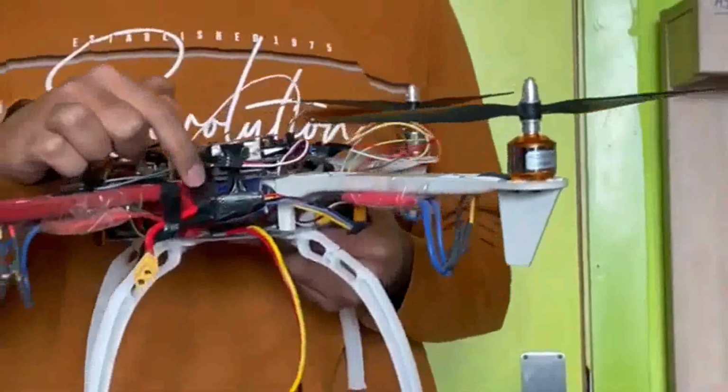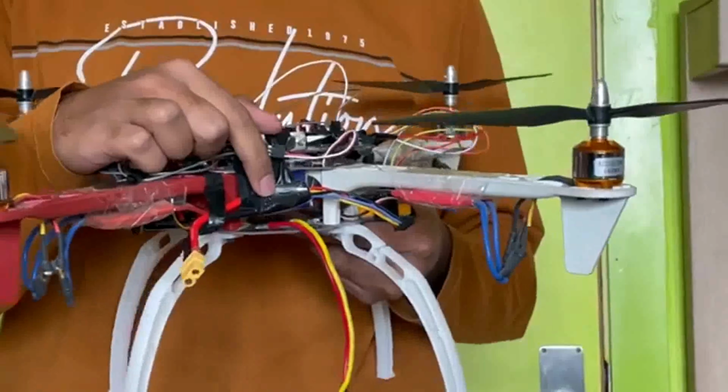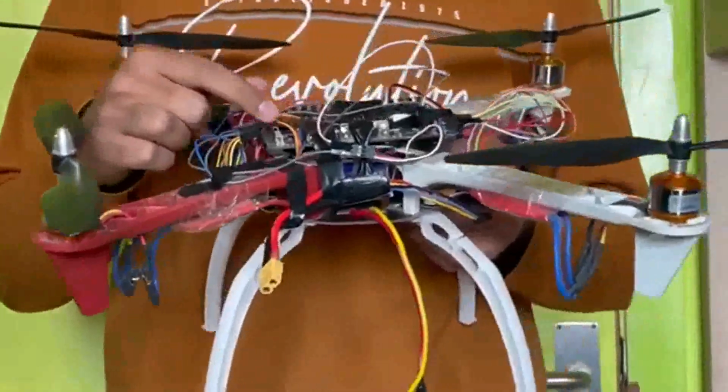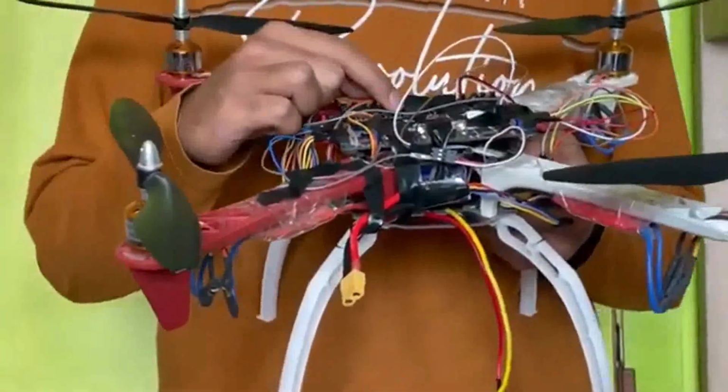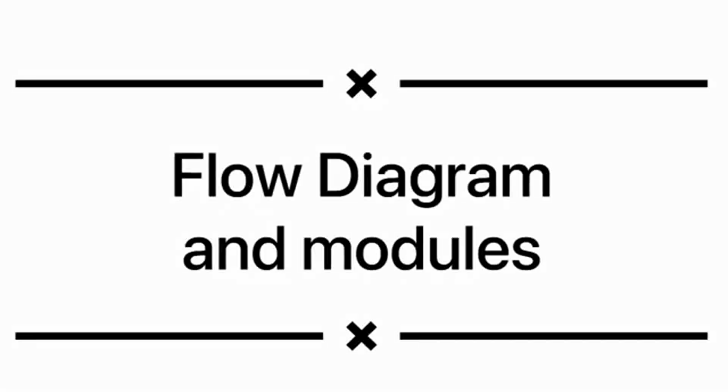Now to power our setup, we have a 2200 milliampere hour lithium polymer battery. The main purpose of our project was to design the flight controller, which will be explained by us further.